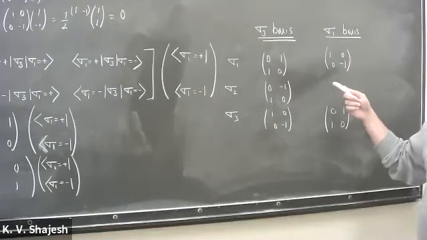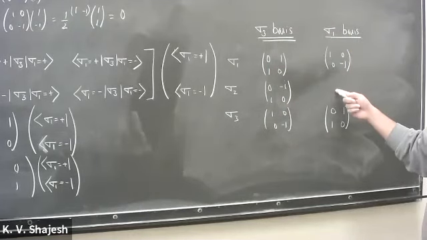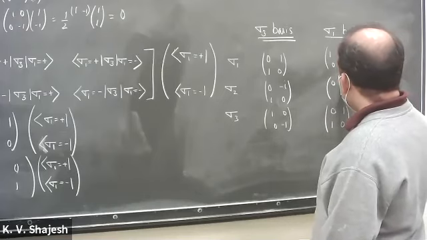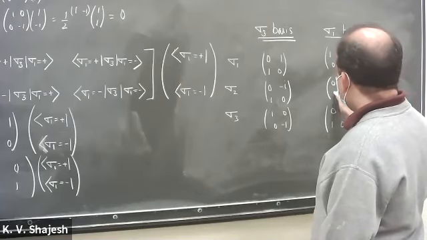This remains as an exercise for you. You have to complete this. This will come out to be exactly 0, minus i, 0.